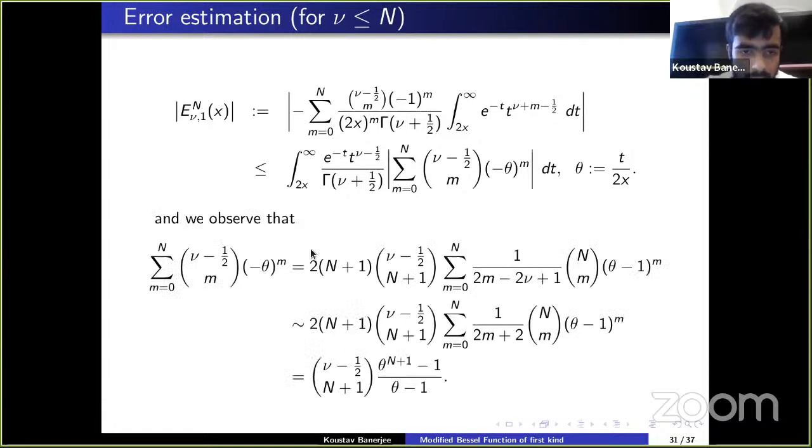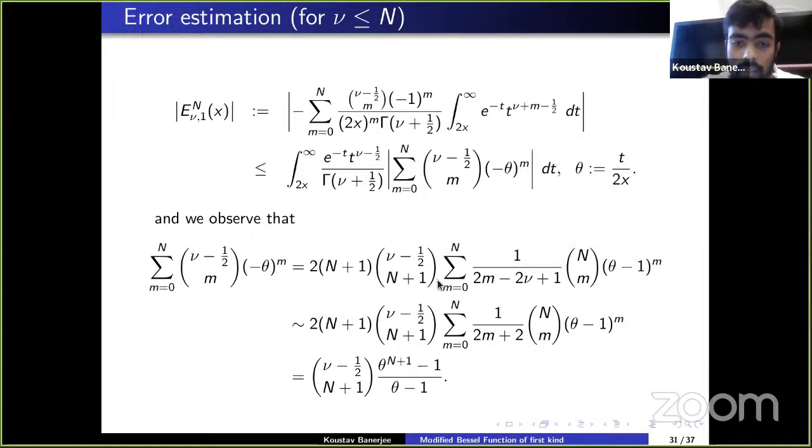And the same scenario happens here, that m from 0 to n, nu minus half binomial m minus theta to the power m. Then we write this sum. This is a p theta. If I write again the same strategy, p theta, then we want to express in terms of theta minus 1.